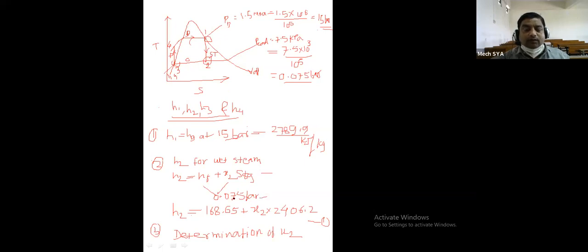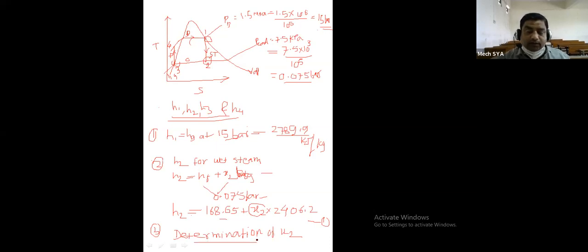Again, table number 2 we have to use. Hf and Hfg we have to take at 0.075 bar. Hf will be 168.65 and Hfg is equal to 2406.2. X2 is not known, so this X2 we have to calculate. Determination of X2 is our next step.